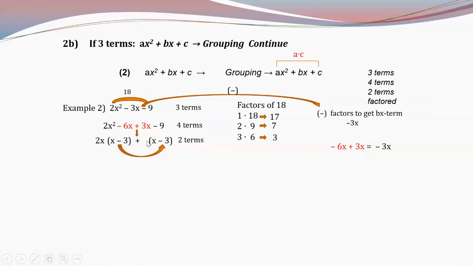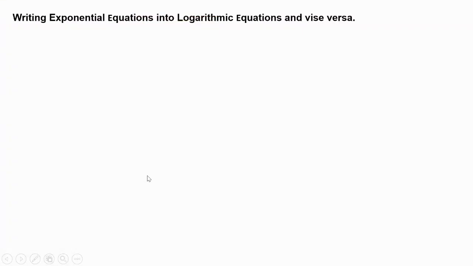What number times x will give you 3x? The answer is 3. You can always check your work. 3 times x will give you 3x. 3 times negative 3 will give us negative 9. What do they have in common? The x minus 3. What's left? The 2x plus 3. Factored. That's how you factor in this form. Now we're done with the factoring part.